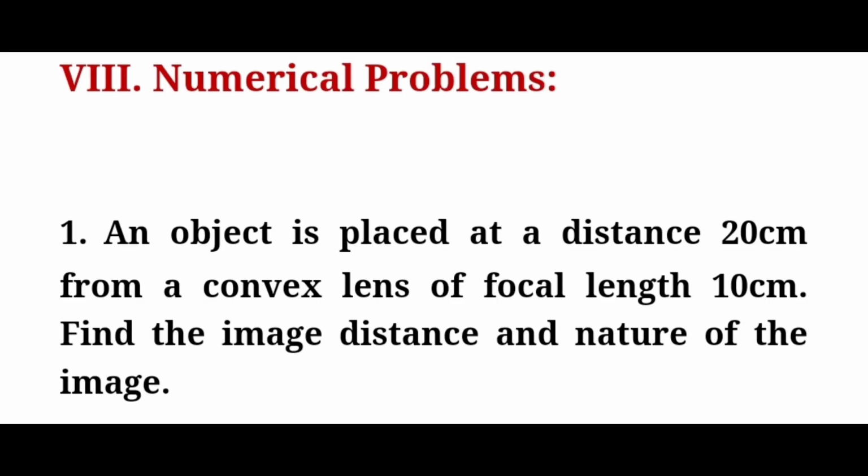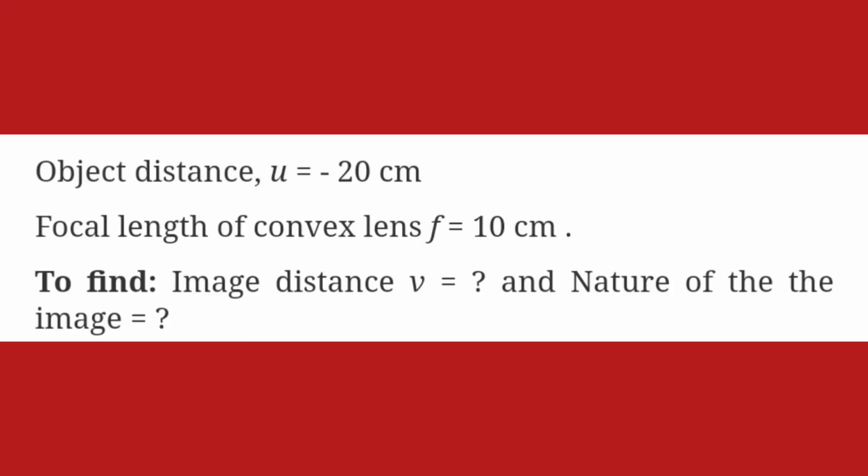8th Roman letter, numerical problems. First one, an object is placed at a distance of 20 cm from a convex lens of focal length 10 cm. Find the image distance and nature of the image. Object distance u is equal to minus 20 cm. Focal length of convex lens f is equal to 10 cm. To find image distance v is equal to what, and the nature of the image is equal to what?